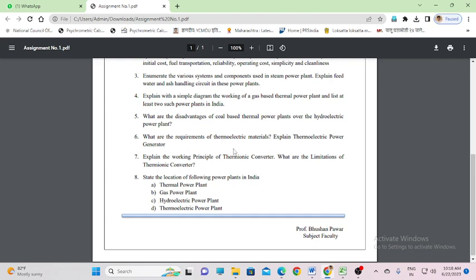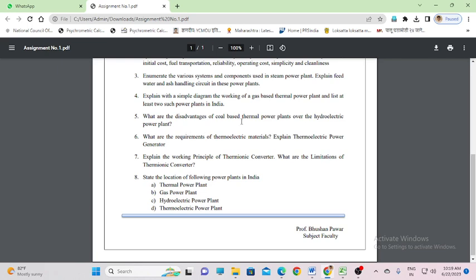Question number 4. Explain with a simple diagram the working of a gas-based thermal power plant and list at least 2 such power plants in India. In question number 4, draw a neat sketch of the gas-based thermal power plant and give the location of the power plants in India. While giving the location, name the village or area, tehsil, district and state in which the plant is located.